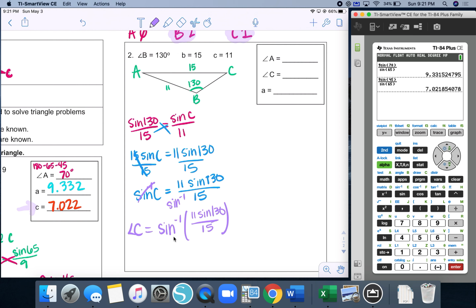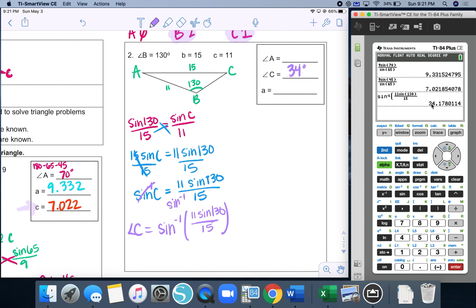I'm going to put it in exactly like I see it. So second sine, because I am looking for an angle. And then everything I had before that. So 11 sine 130, still in degrees, over 15. And then angles, we round to the nearest degree. So 34.17, the 1 tells us to leave it at 34 degrees.